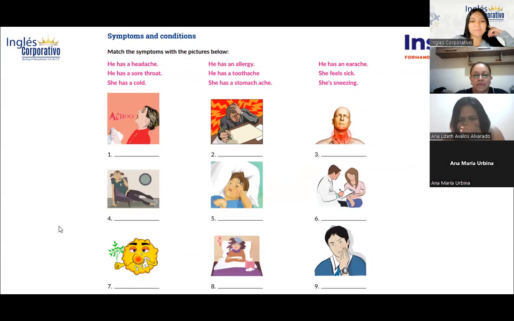Voluntario. Ok, Ana María. Desde el inicio. Yes. Ok. Why with the pictures below? Uh-huh.